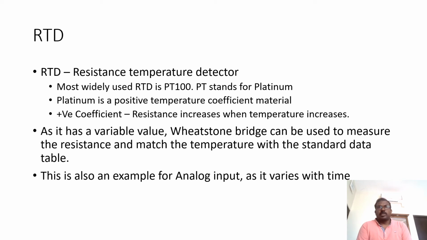These values can be matched with the corresponding standard data so that it can be given as output from the PLC. Since these values are varying with time, these can also be termed as analog inputs. You all know what is analog input. So this is the form of analog input which is used in industries.